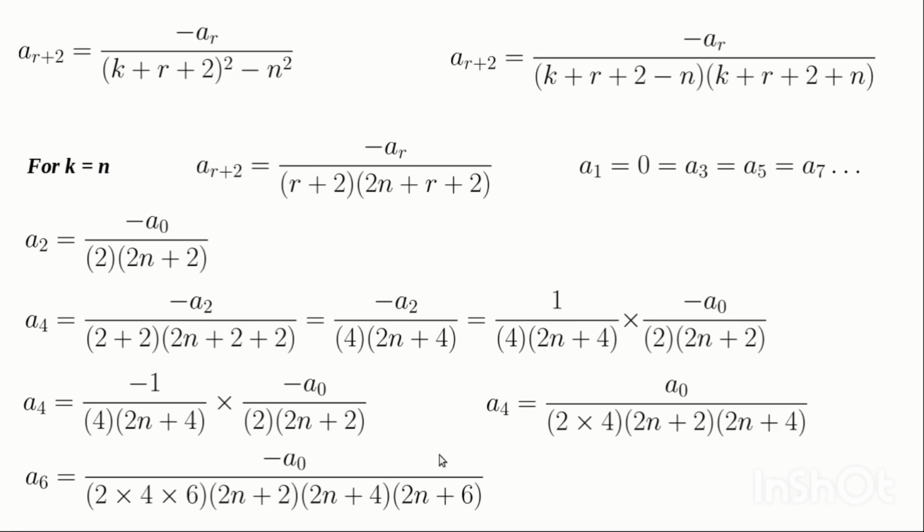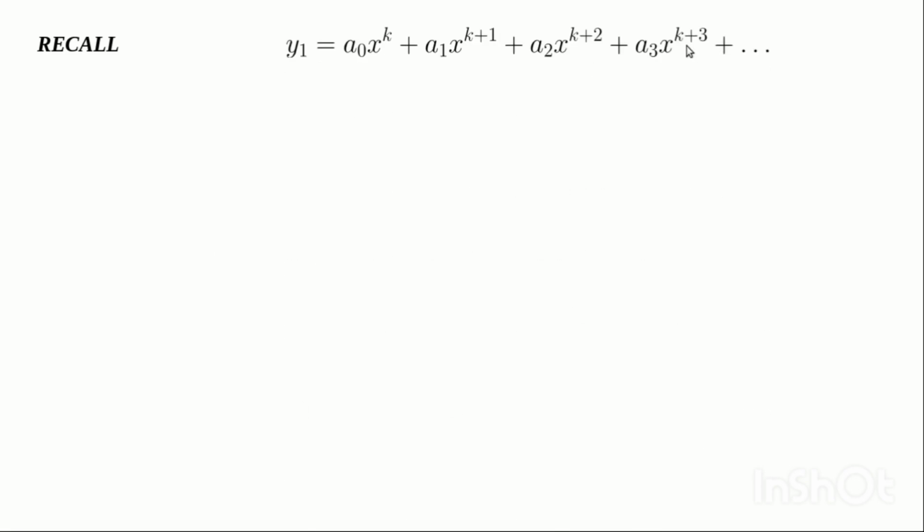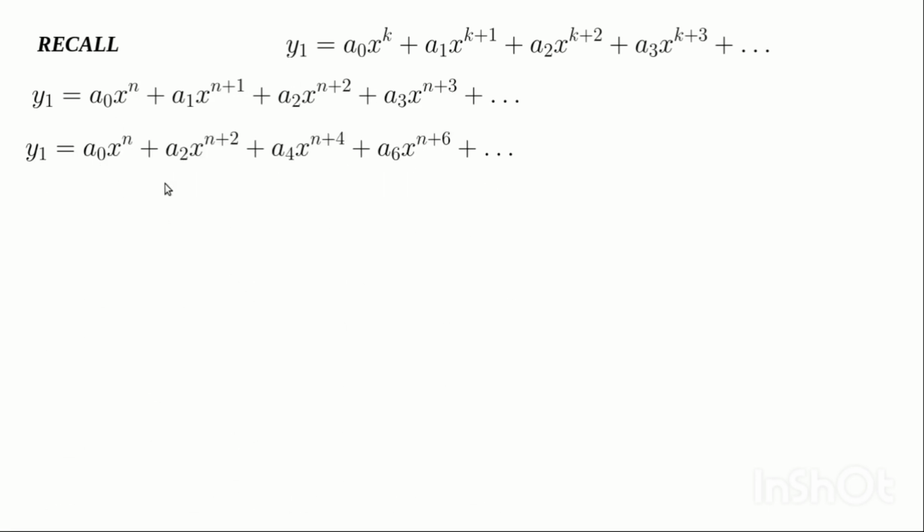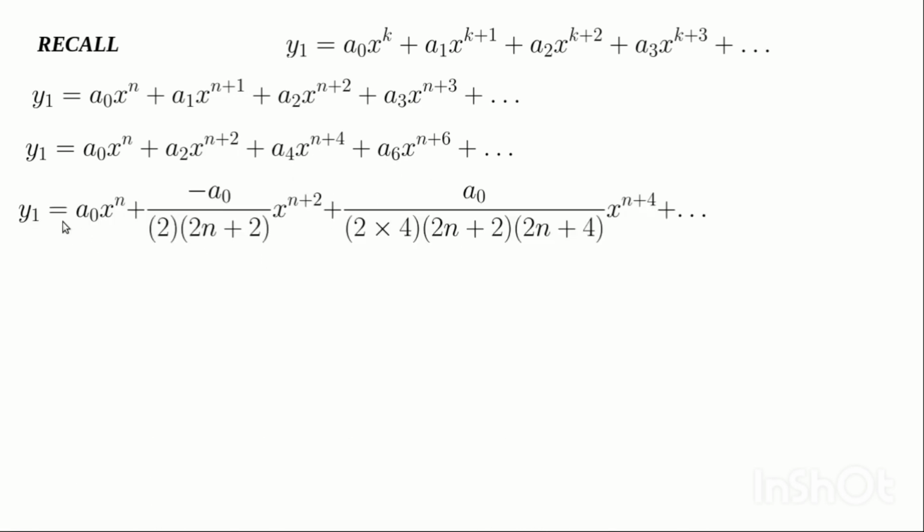So if we recall that our expansion is this expression, we already know that our a1 is 0, a3 is 0, and we already know our k is n. So we have k equal to n, a naught, a1, a2. So our a1, a3 is equal to 0. So this expansion will reduce to a naught, a2, a4, a6, a8, down to infinity, right? Now that we know our a naught, a2, a4, and a6, and so on, we can substitute them in to get this expansion.